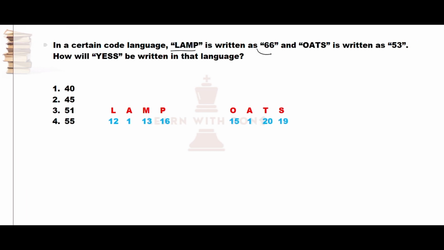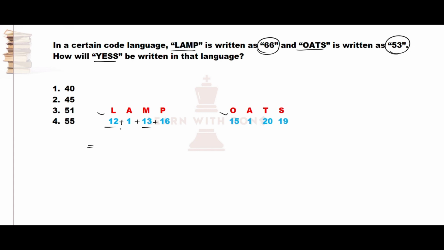LAMP is coded as 66. OATS is coded as 53. We need to find how YESS is coded in that language. So here I have written the words LAMP and OATS and their corresponding values also. See, if I add the corresponding values of the word LAMP here, what value do I get here?